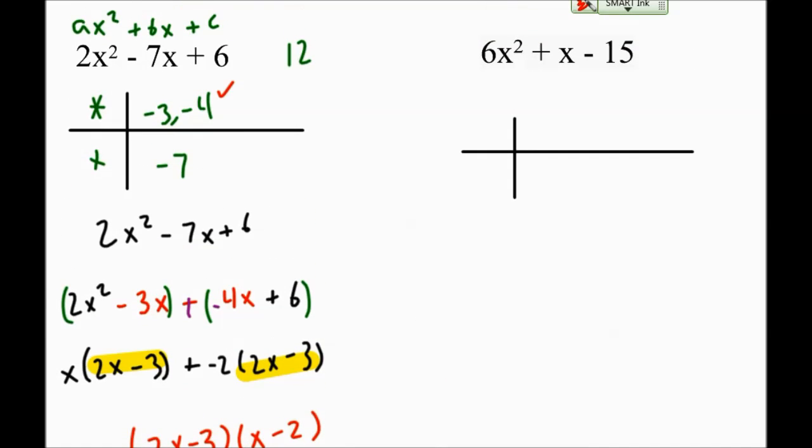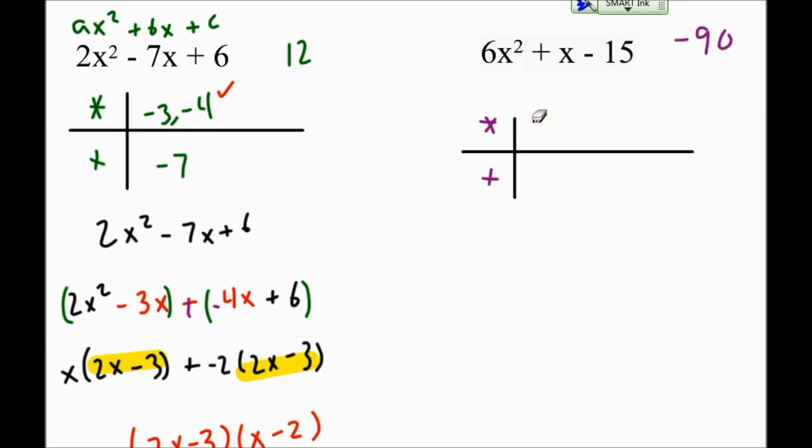Let's try one more. So again, I'm going to start by multiplying a and c. So 6 times -15 is -90. So let's make a table. We have to figure out what two numbers multiply to be -90, yet add to be 1. So one is going to be positive, one's going to be negative. Just a hint, because they multiply to be a negative number, yet add to be a positive.